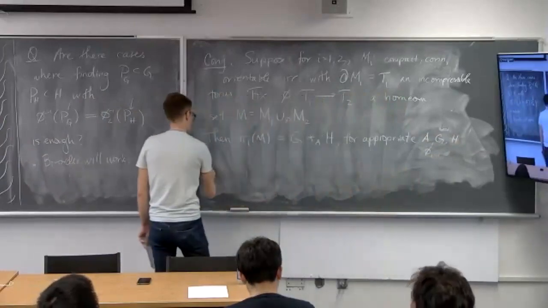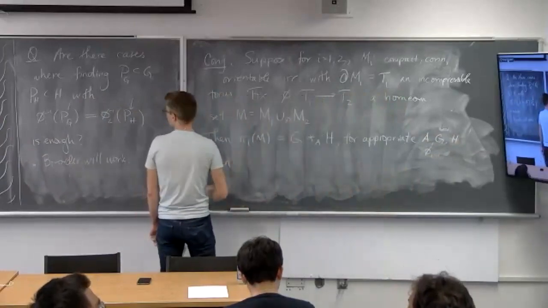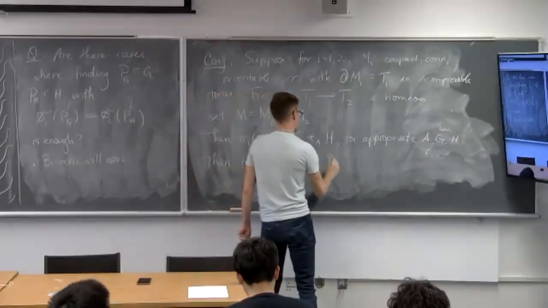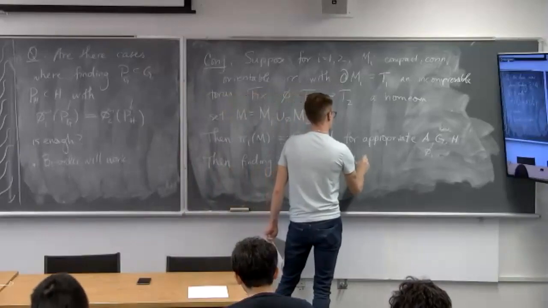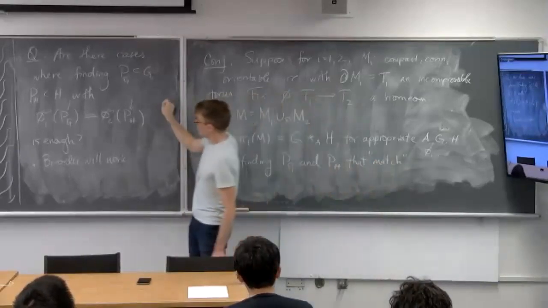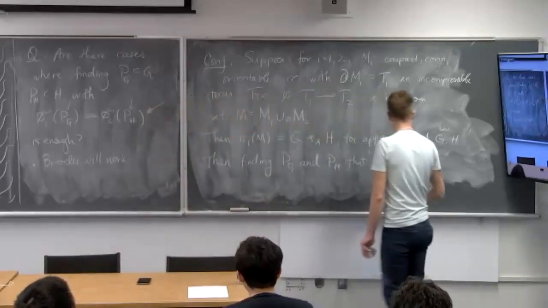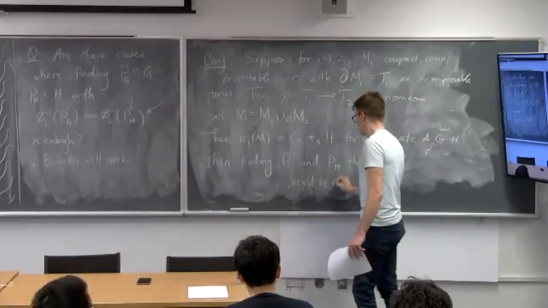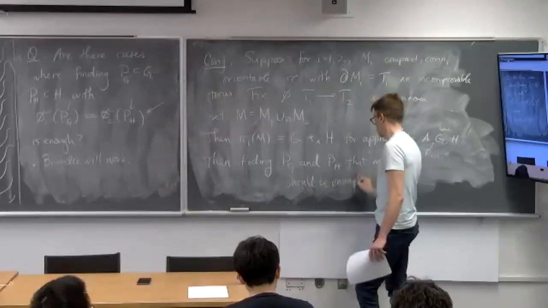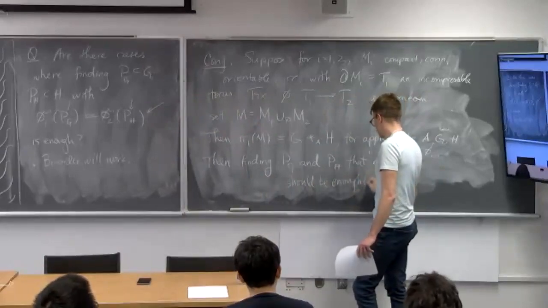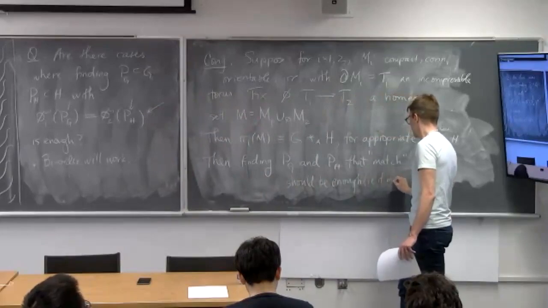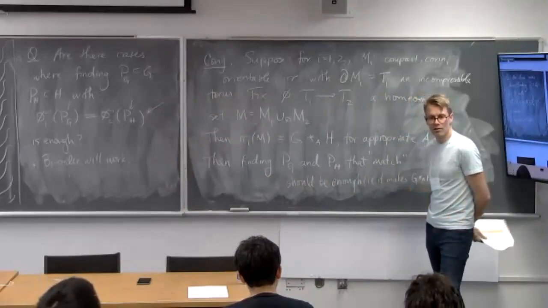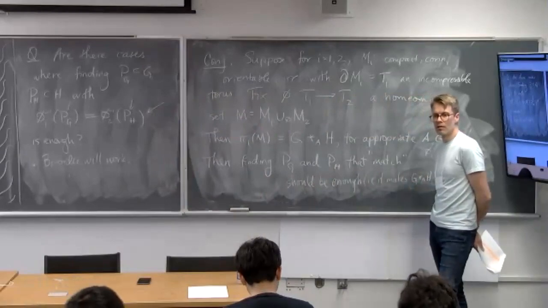So finding P_G and P_H that match should be enough. By enough, I mean it makes the amalgam left orderable, just by matching, and there's none of this normal family stuff to worry about.